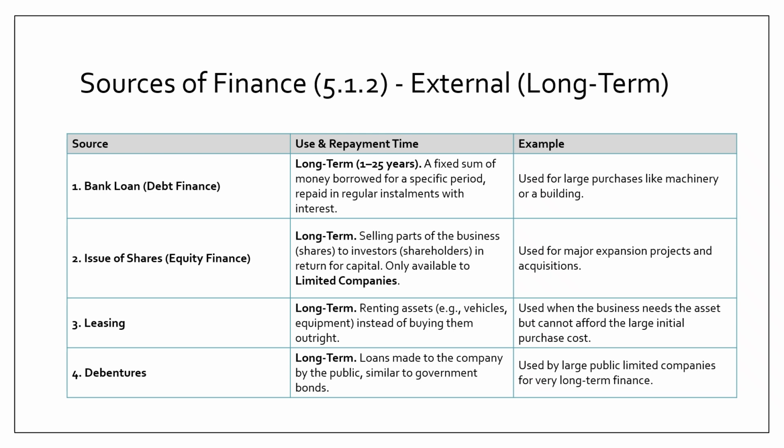What are the external sources of finance which are long term? Number one, bank loan. The long-term bank loan is usually repayable between 1 to 25 years, and here a fixed sum of money is borrowed for a specific period, repaid in regular installments with interest. For example, used for large purchases like machinery or a building.